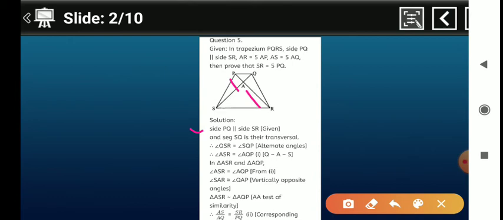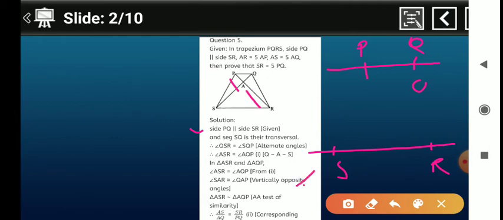Now see here, we can draw a separate figure for this. So this is PQ. Suppose here is point P and here is point Q. So this is PQ and SR. So here this second line is line SR. These two lines are parallel, and see now this segment SQ is the transversal.